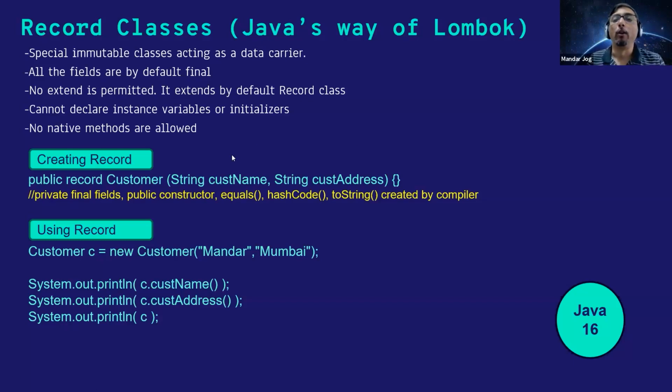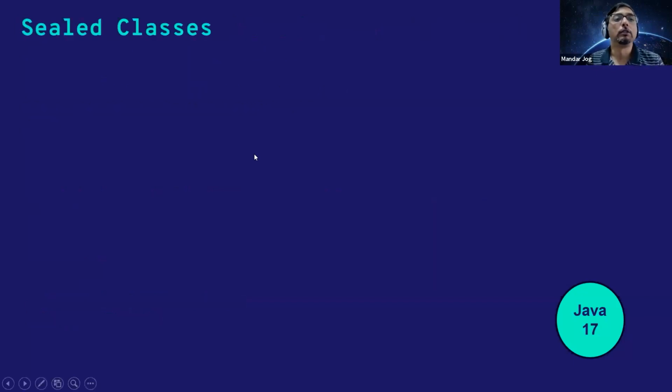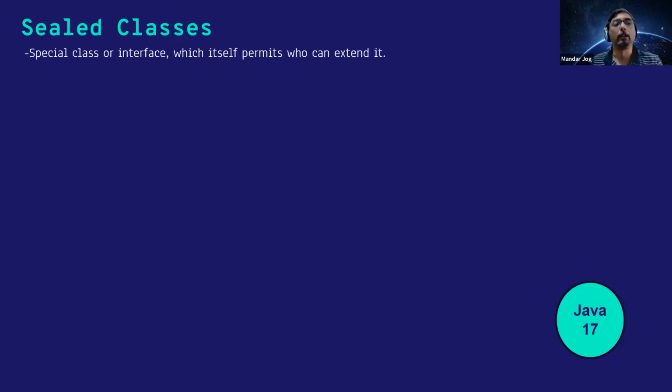Okay, so lastly, Java 17 is sealed classes. As the name itself suggests, the class is sealed because others may not be able to use it. So how is it sealed? You create a sealed class, which is nothing but a special class or interface which itself permits who can extend it and who cannot extend it, right?